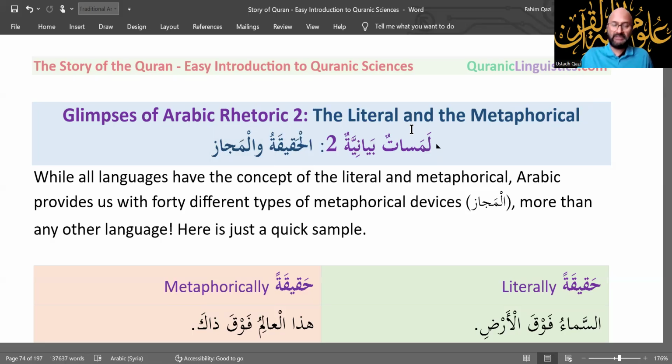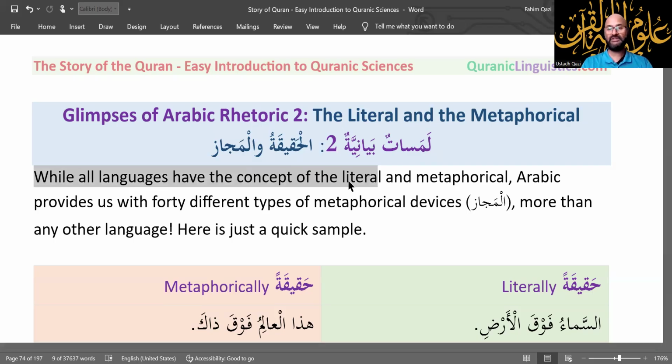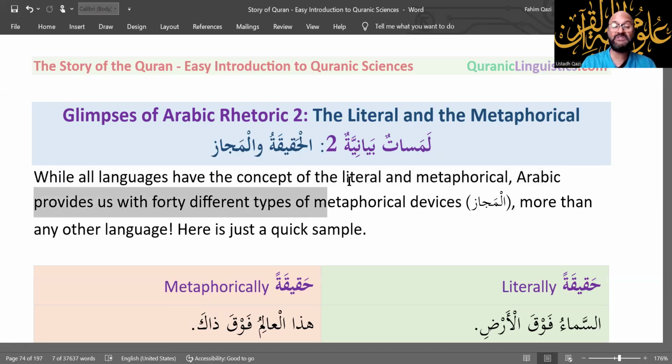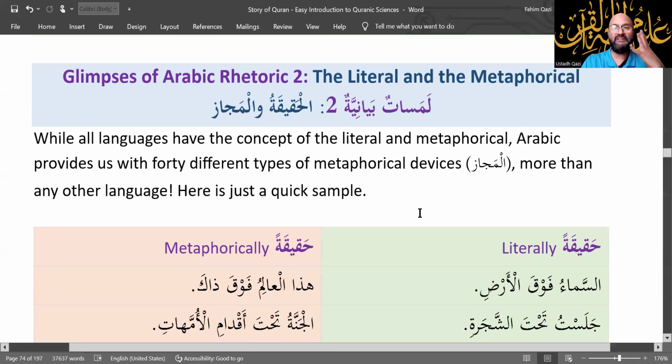which is metaphorical. While all languages have the concept of the literal and metaphorical, Arabic provides us with 40 different types of metaphorical techniques or devices, which are all listed under the chapter of Al-Majaz, more than any other language. Here's just a quick sample. It's just the tip of the iceberg. And like I said before, in level 4 of the Quranic Linguistics series, we get into all 40.